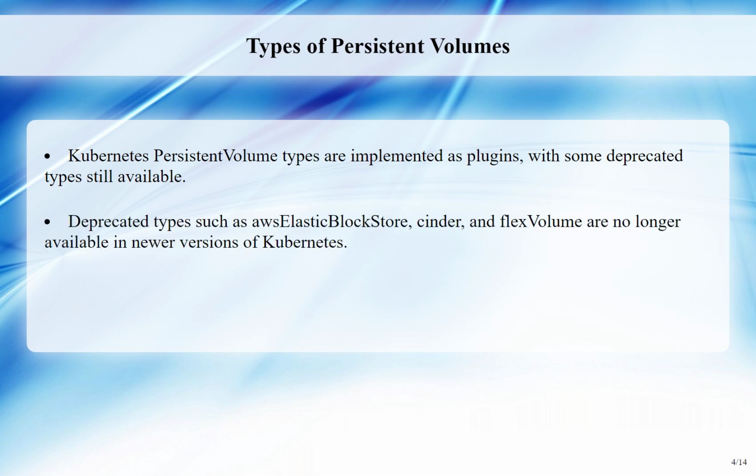Some of the deprecated types include AWS Elastic Block Store, Azure Disk, Azure File, Cinder, FlexVolume, GCE Persistent Disk, Portworx Volume, and vSphere Volume. Older versions of Kubernetes supported in-tree persistent volume types such as CephFS, Flocker, Photon Persistent Disk, Quobyte, RBD, ScaleIO, and StorageOS, but these are no longer available starting v1.15 or later.